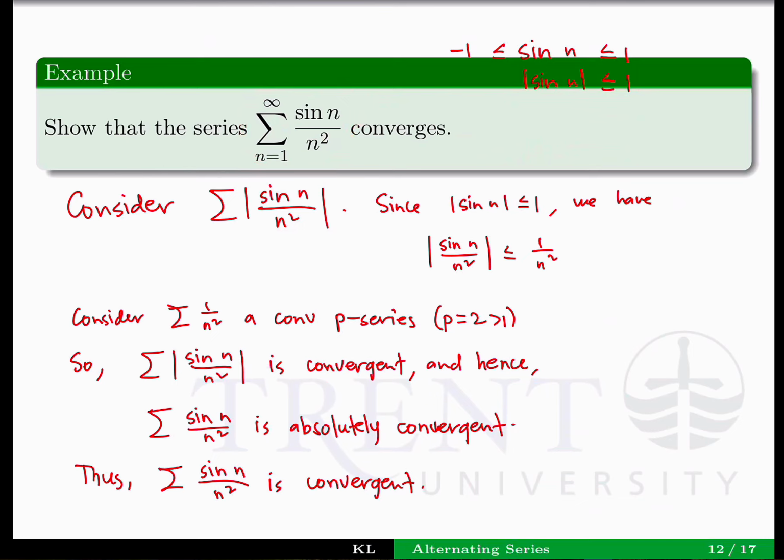Let me just complete the reasoning here. This one here is a convergent p series. So this one is convergent by DCT, direct comparison test, because, well, you compare these two guys here. And hence, this series is absolutely convergent. Right?